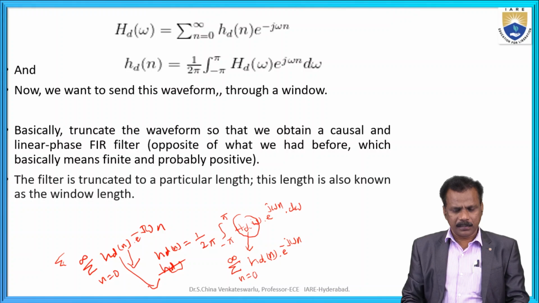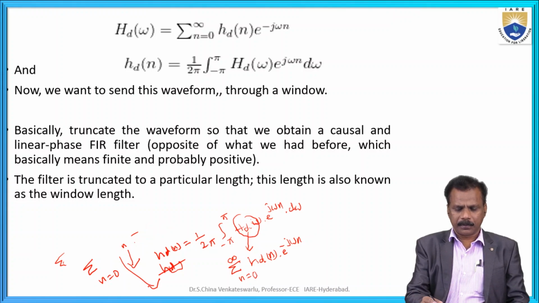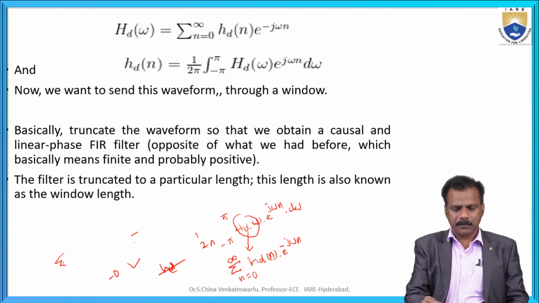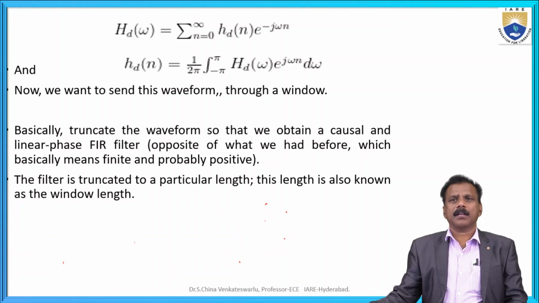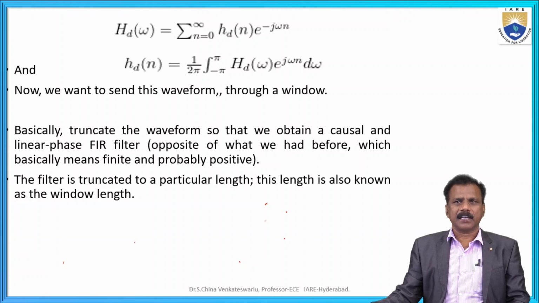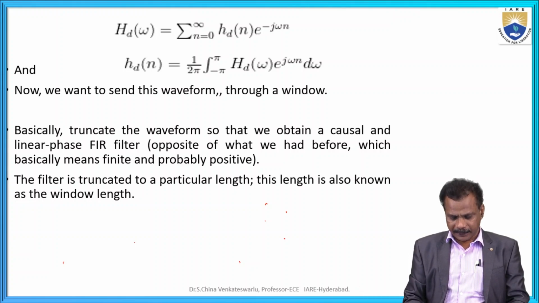Okay, so with this, the filter is truncated to a particular length. This length is also known as the window length. So using this particular window length, we can easily analyze that we get a causal and linear phase FIR filter. The filter is truncated to a particular length. This length is also known as the window length.